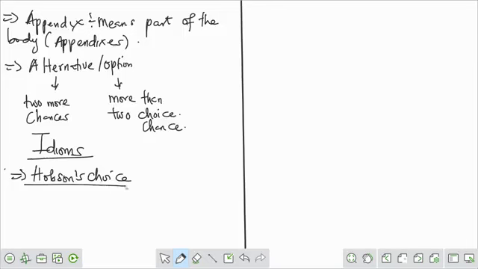The first idiom we have here is Hobson's choice. What's the meaning of Hobson's choice? It means no other choice, just like no alternative. It's a situation in which a person has no other choice but to take what is available.